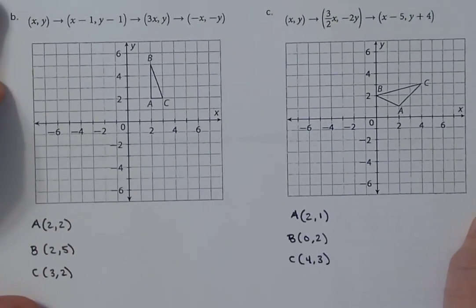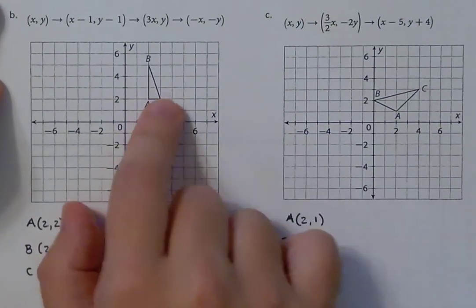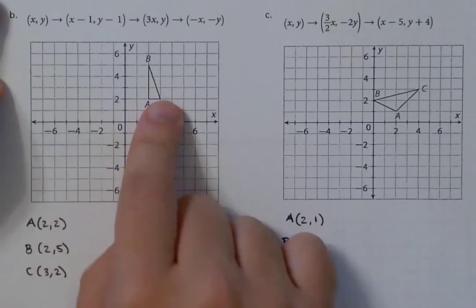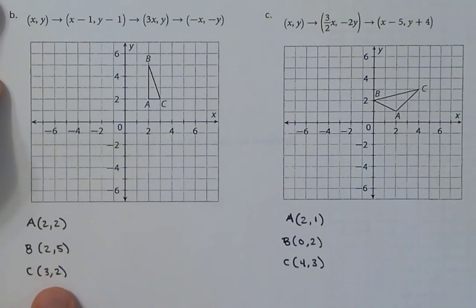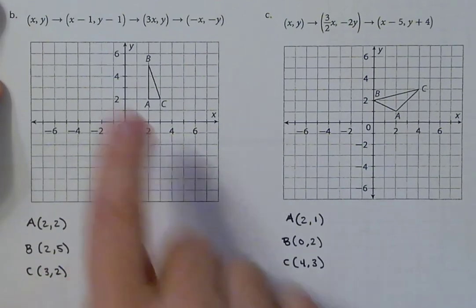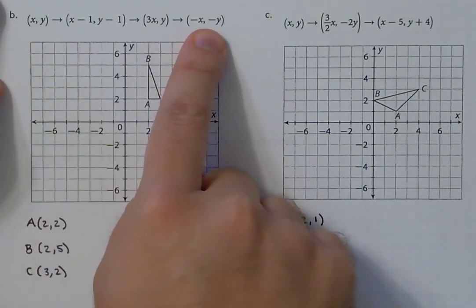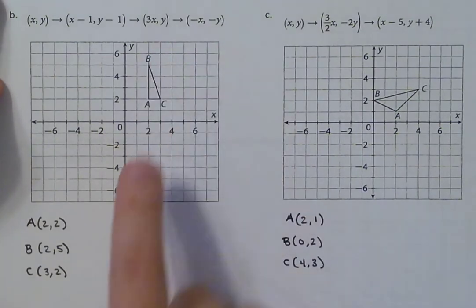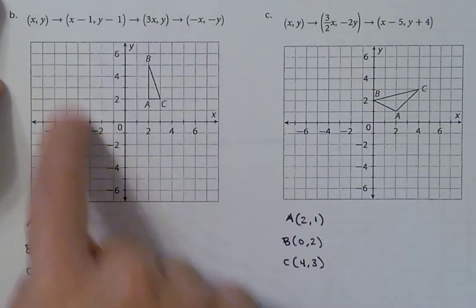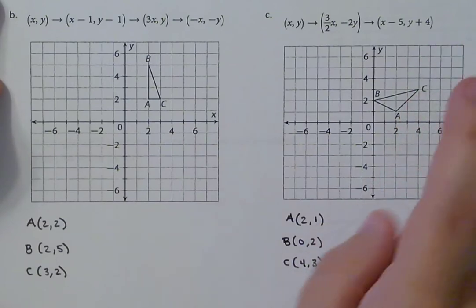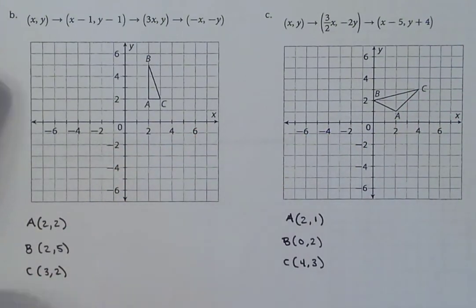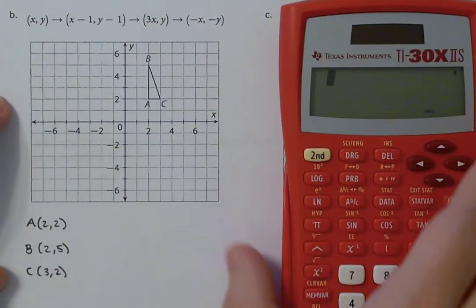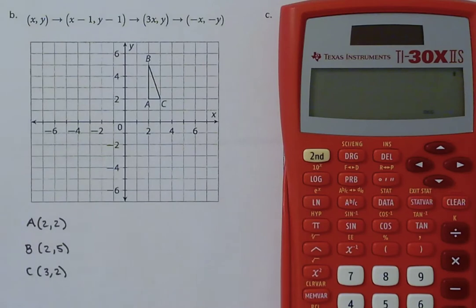So we are going to continue the same idea where we're going to take the shape that they give us in the coordinate plane. So triangle ABC is at 2, 2, 2, 5, 3, 2. And then we're going to place it into our different rules for transformation, find our new points, and then go through and graph. And the same thing for C. So let's take a look at B first. And I'll place my calculator over here in case we need it.